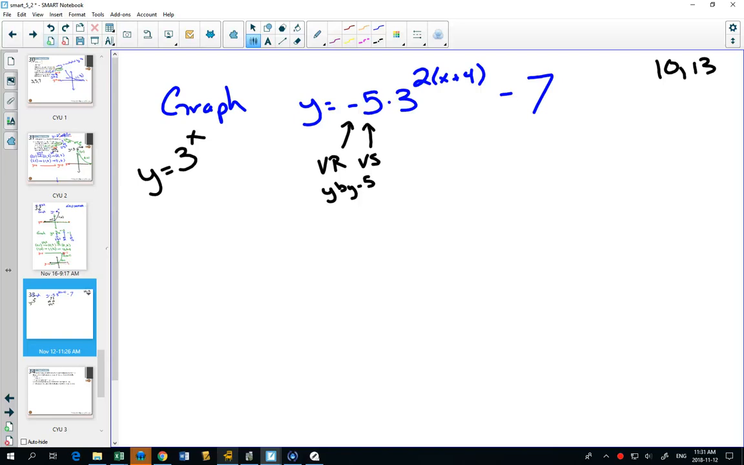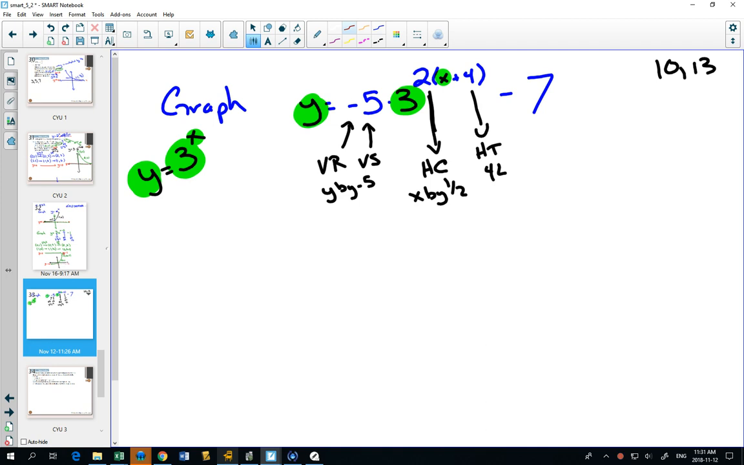Sometimes what's helpful is if you figure out what your parent graph is, and you highlight all the stuff that's part of your parent graph, those are things that are not transformations. Those are just part of your original graph. So this 2 will be a horizontal compression. You're going to multiply x by 1/2. Here we have a horizontal translation, 4 to the left. And here we have a vertical translation, 7 down.